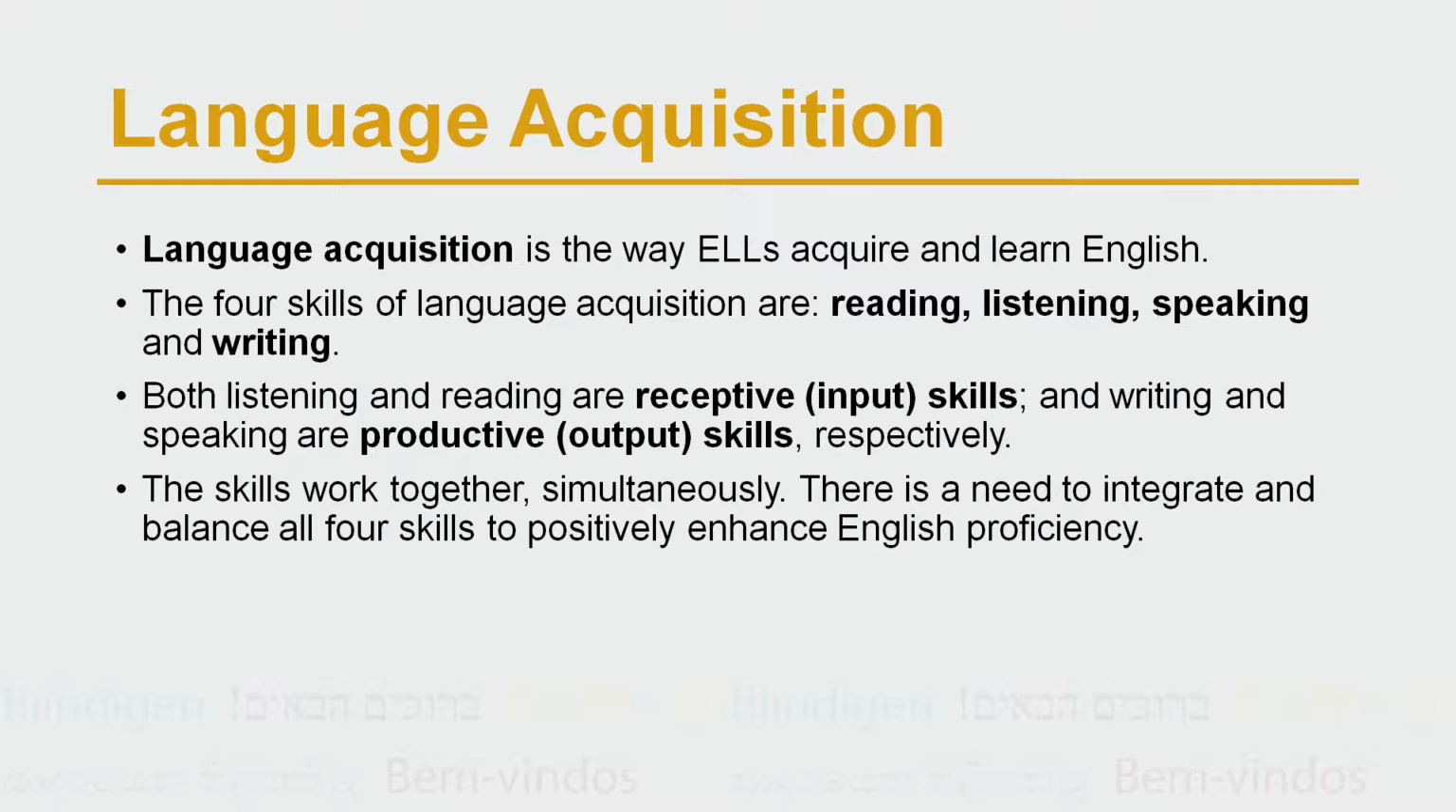Language acquisition is the key focus for English language learners. This refers to the following language skills: reading, writing, listening, and speaking. These skills can be further divided into receptive, input skills, reading and listening, and expressive, output skills, writing and speaking. The receptive skills typically develop first, but all 4 skills work together simultaneously. Students therefore need tasks and opportunities that integrate and balance all 4 skills to develop their English proficiency.